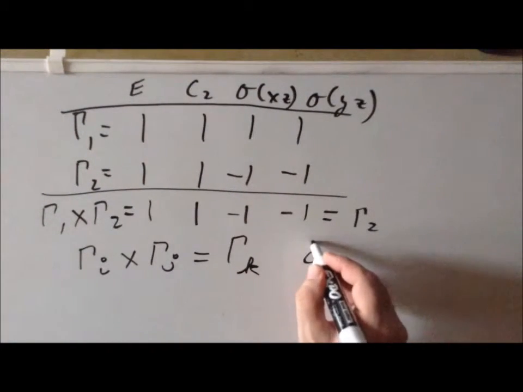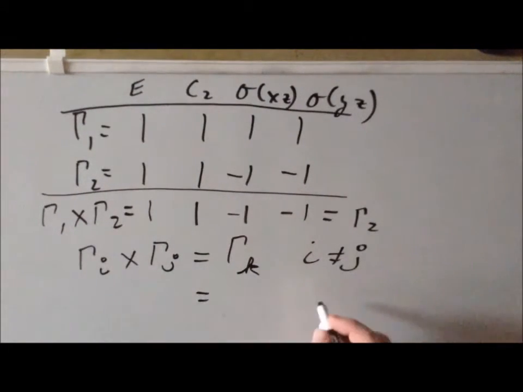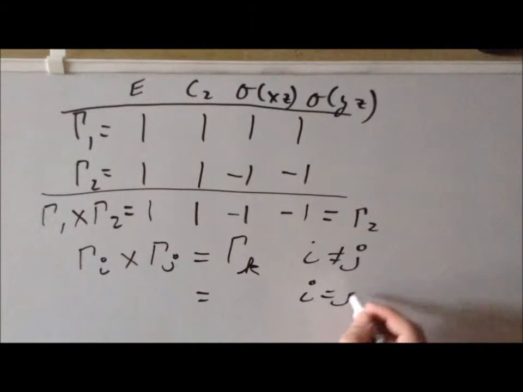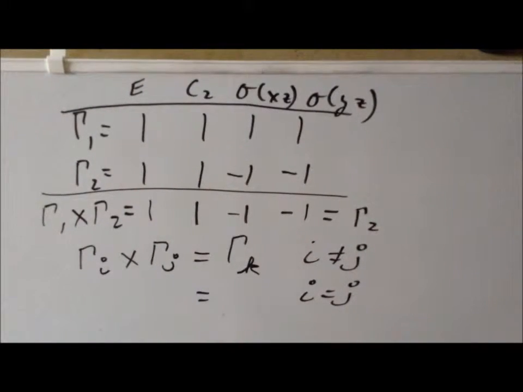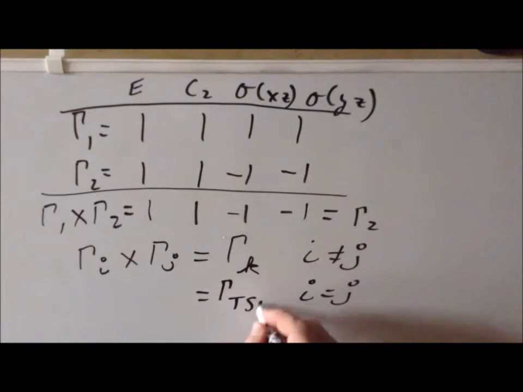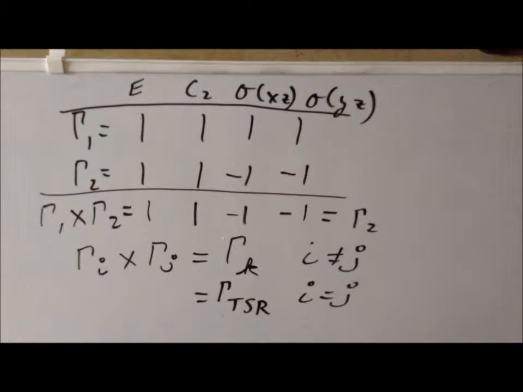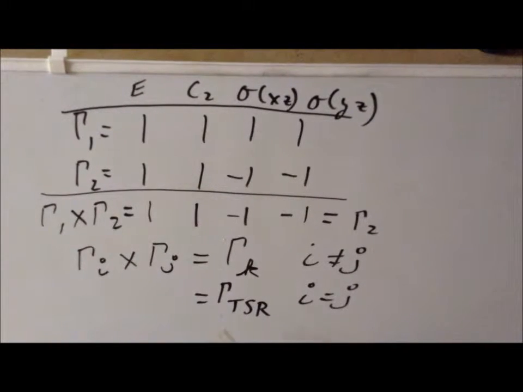But if I is equal to J, which means I'm multiplying an irreducible representation by itself, I'm going to get the totally symmetric representation. And in fact, this is the only way I can get the totally symmetric representation. If I multiply two irreducible representations together and I get the totally symmetric representation as the answer, the only way this could possibly have occurred is if I've multiplied a representation times itself. Later on we will use this fact. It's an extremely useful fact.